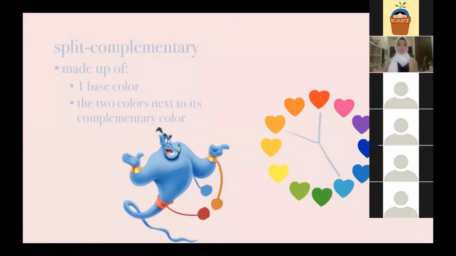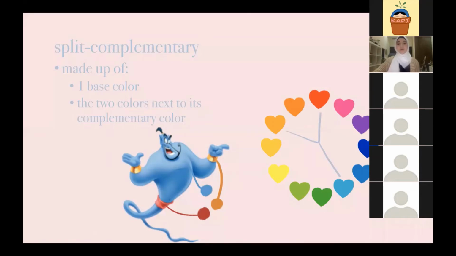Then you have split complementary color schemes. So this is made up of one base color. You pick one color on one side of the color wheel, in this case blue, and then you add two colors next to its complementary. So here they used blue-green, and they didn't pair it with orange like they would have if it was complementary.